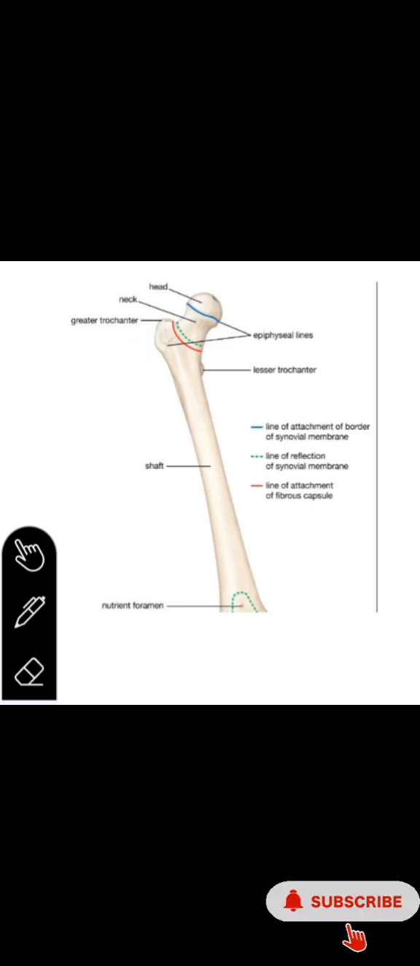Then you have the lesser trochanter here. It serves as an attachment site for the iliopsoas muscle. Then you have the intertrochanteric line and crest. It connects the trochanters anteriorly and posteriorly. Now we'll come to the shaft of the femur. The posterior surface contains the linea aspera posteriorly, and the rough ridge provides attachment for the adductor muscles.